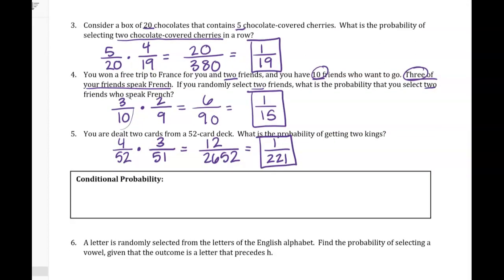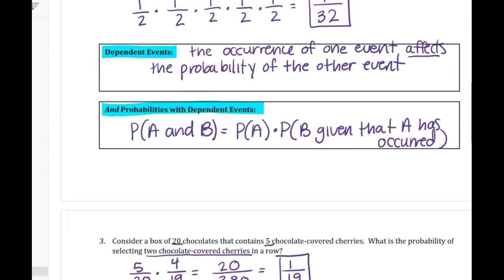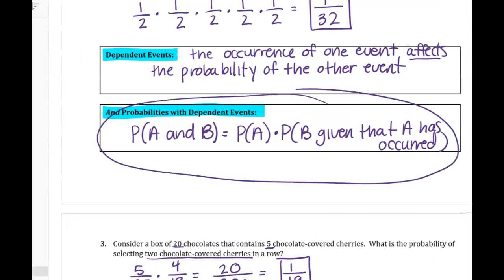So conditional probability is essentially what we were doing. It's the and probabilities with dependent events. This is how it's often written, but not always. Probability of B given A, so that vertical line means given, is equal to the conditional probability of B. So essentially this is the second part of this formula that we did up here. So we're really looking at this probability of B given that A has occurred.